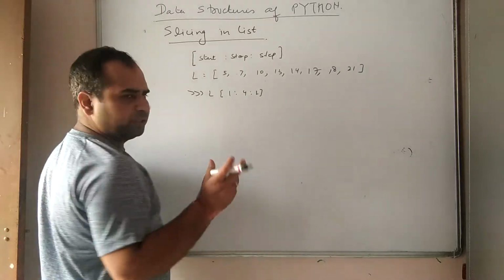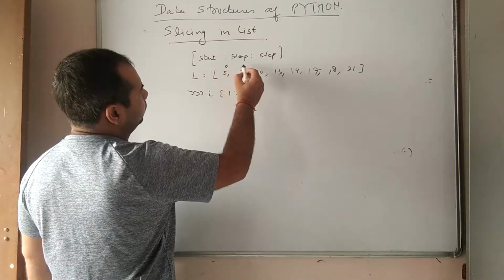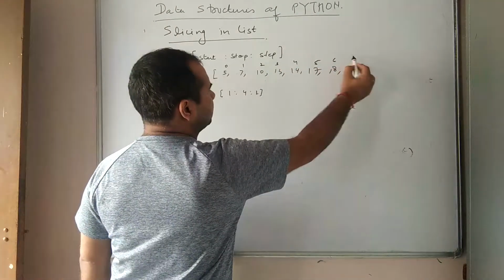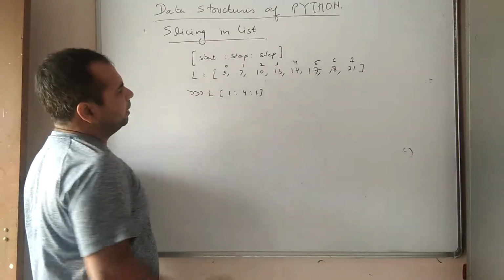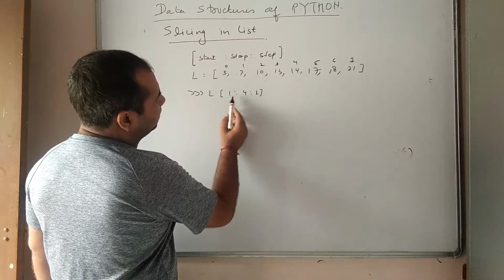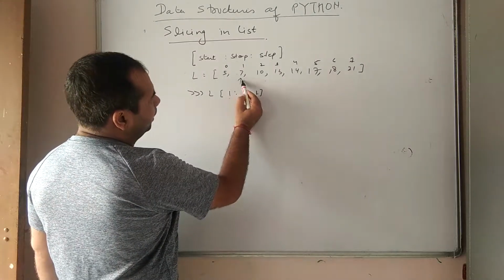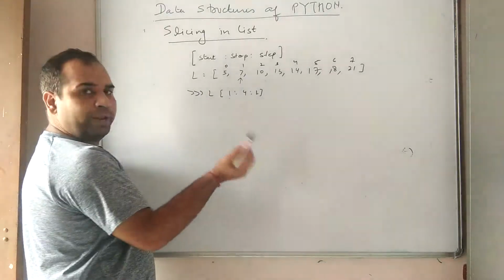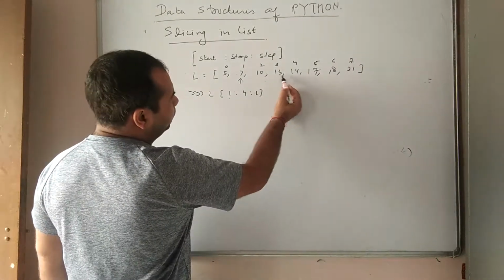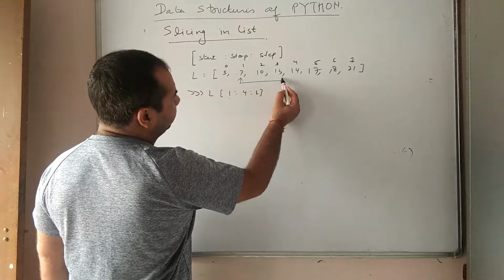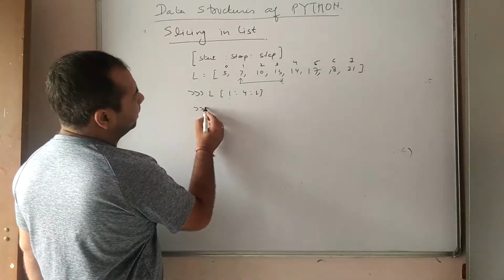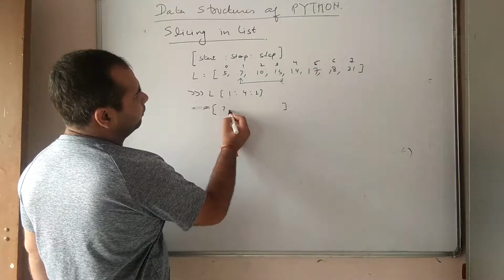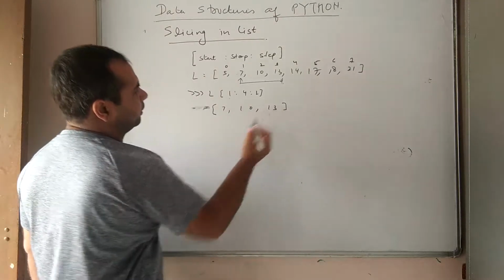Now let us first talk about the indexing. It is 0, 1, 2, 3, 4, 5, 6 and 7, right? So L[1:4:1] means that we start from 1 and 4 is the stop index. So we are going to print one value less than this index. Since 4 is the stop, only these values will get printed. So the result will be 7, 10 and 13.